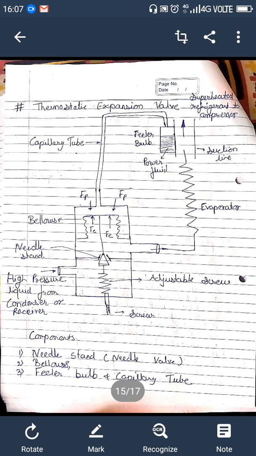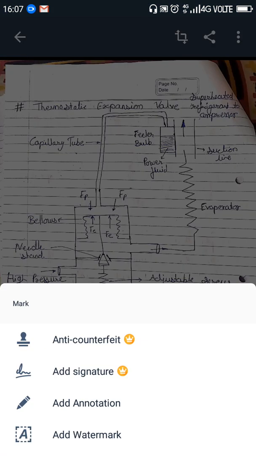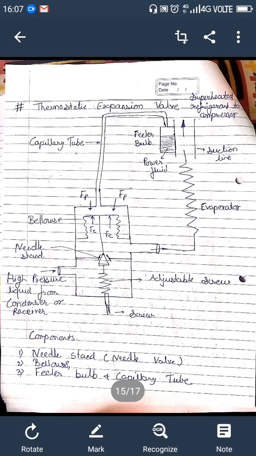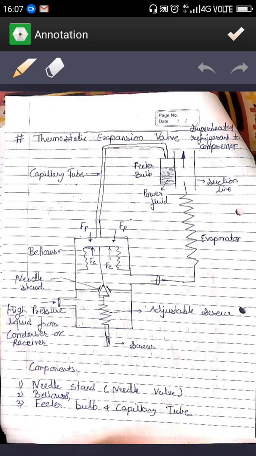Here is another topic of this concept which is named as thermostatic expansion valve. Thermostatic expansion valve, it is an important topic. It is in short form also stated as TEV. In examination you will get a question such as draw the neat diagram of TEV and explain its working. What are the limitations of TEV?